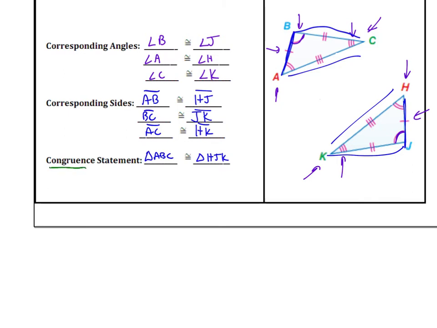Now, a quick word about my congruent statement down here. When I write my congruent statement, it's very important. This is a very tiny detail, but this is still very important. The way I write it matters. If I write A, B, C, I need to write H, J, K. If A goes first, H goes first here, because A and H correspond. They're in the same location. They match up. Likewise, if B goes second, J must go second. And if C goes third, K goes third. Those all need to match up. So be very, very picky about the order in which you write them.